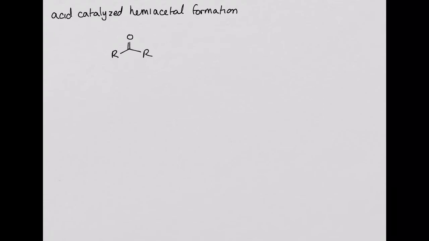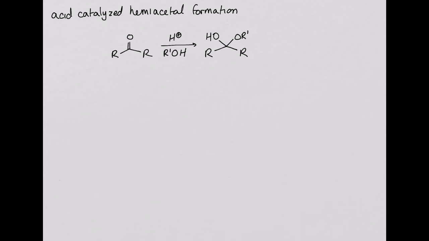If we treat a ketone or an aldehyde with an alcohol and a strong acid catalyst, it will produce the hemiacetal. Take a moment now and pause the video and see if you can write the mechanism for this transformation on your own. Now let's look at the mechanism together.